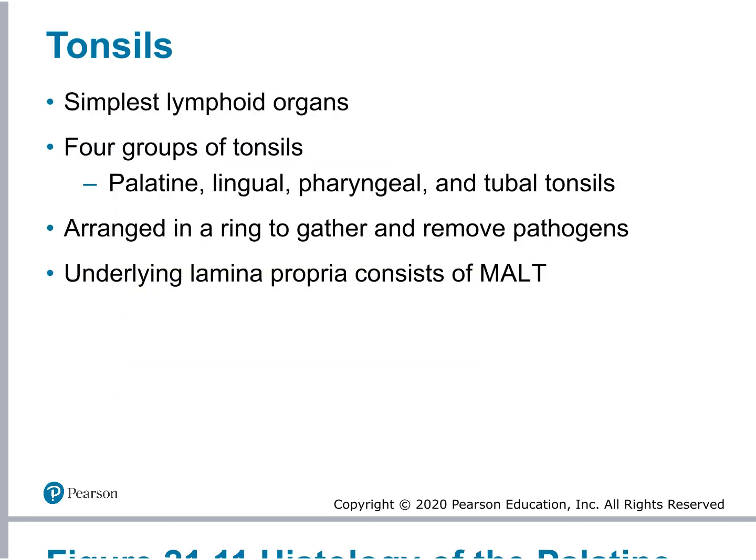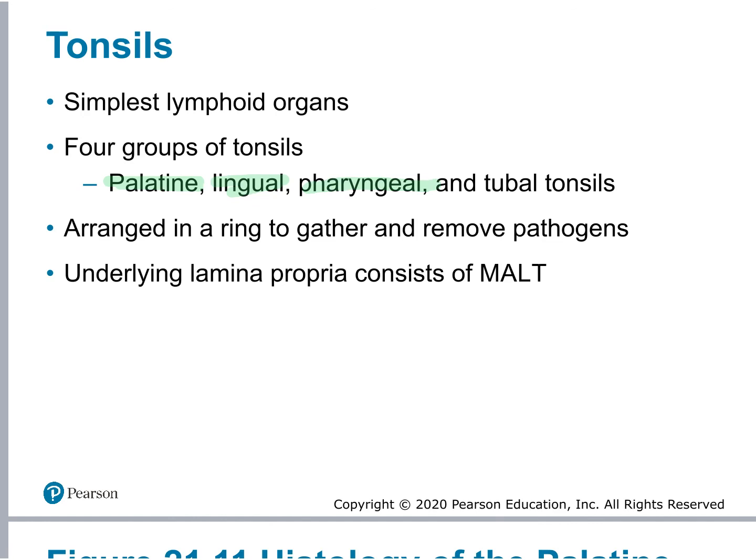Now this is showing you the main types of tonsils. We're only going to talk about 3 of them. We're going to look at the palatine tonsils. They're located by the palate. The lingual tonsils, which are located by the tongue. And then the pharyngeal tonsils, which are located behind the nasal cavity.